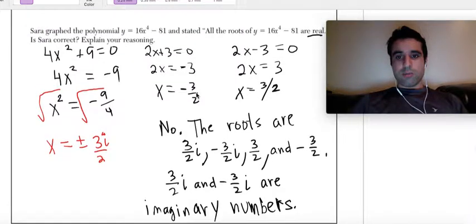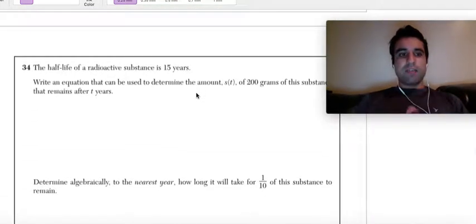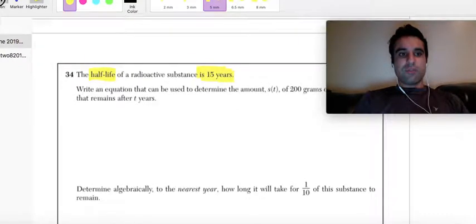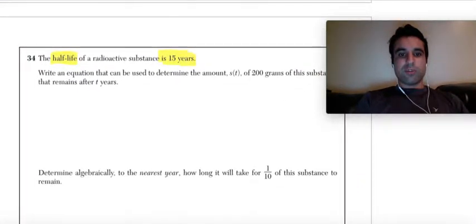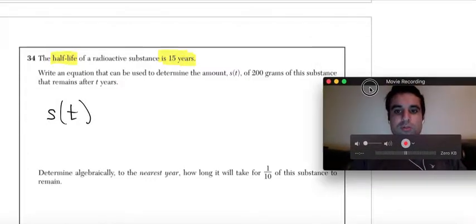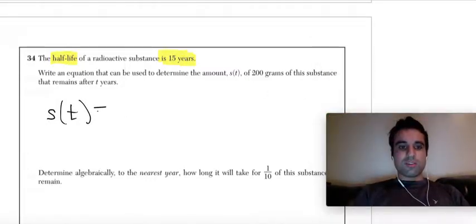All right, now we're going to move to the next part, 34. The half-life of a radioactive substance is 15 years. All that means is that it decays by 50% every 15 years. It loses half its mass, or half of its amount, every 15 years, right? Write an equation that could be used to determine the amount, S of t, of 200 grams, the initial amount, of this substance that remains after t years.